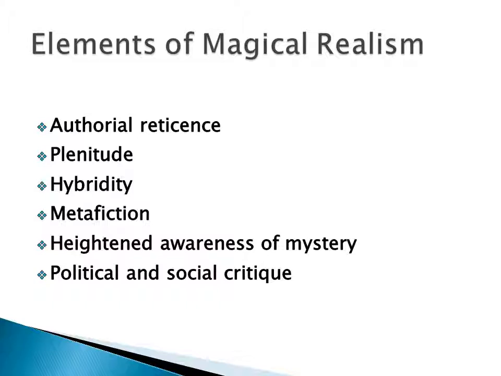Other aspects of magical realism, which we'll talk about in more detail in this PowerPoint, include authorial reticence, plenitude, hybridity, metafiction, heightened awareness of mystery, political and social critiques. So we have a lot of underlying characteristics that go beyond the merging of fantasy and reality. So let's start off with authorial reticence.